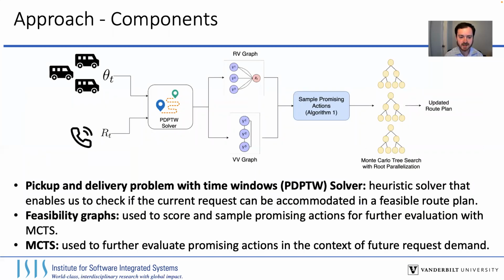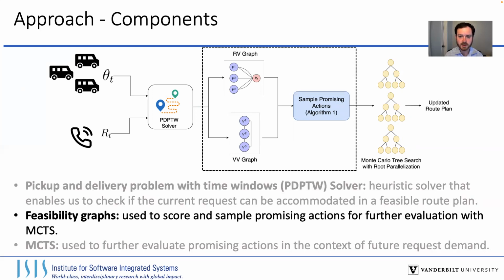Our approach primarily consists of 3 components. First, we have the pickup and delivery problem with time window solver. This is a heuristic solver that enables us to check if the current request can be accommodated in a feasible route plan. The second component is based on feasibility graphs, which are used to score and sample promising actions for further evaluation with MCTS. The last component is MCTS Evaluation, which is used to further evaluate the promising actions in the context of future request demand.